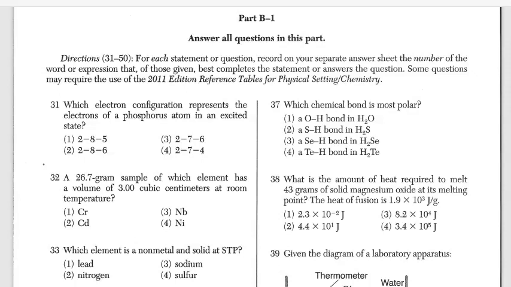Let's take a look and start with question 31. Which electron configuration represents electrons of phosphorus in the excited state? Well, first of all, they don't give you the symbol for phosphorus. You have to either know what the symbol is or look it up on reference table S. Take the extra step. All right, phosphorus, it is element P.